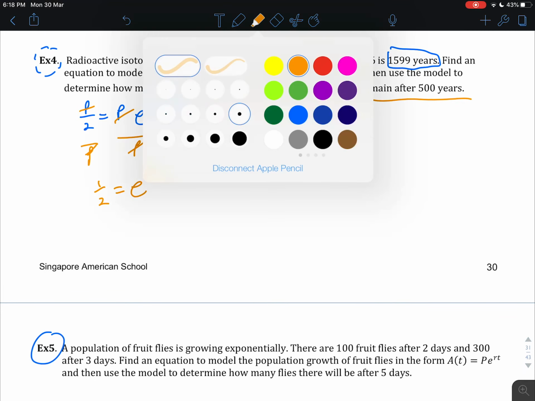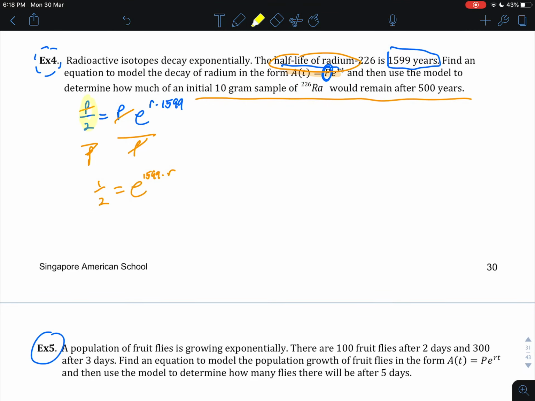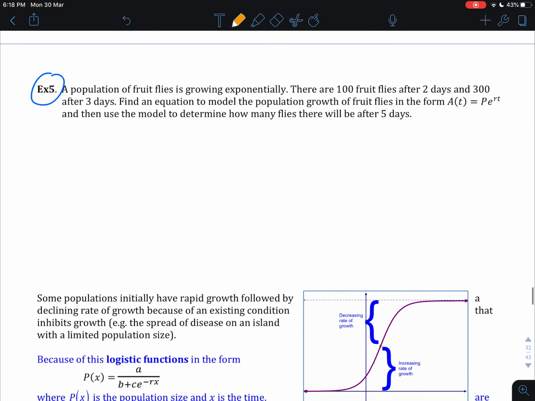The main idea that I wanted to focus on in that is for you to understand that the half-life essentially involves equating to 1/2, e to the power of rt equal to 1/2 for a half-life equation. Okay, let's move to example 5.